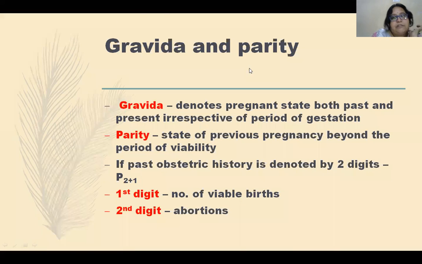Different institutions will follow different ways of representing this gravidity and parity. So some institutions might follow only P with 2 digits which are attached by a plus sign. In this case, the first digit will indicate the number of viable births, that is 2 in this case, and the second one will indicate the number of abortions.